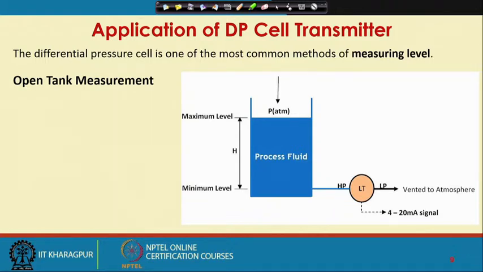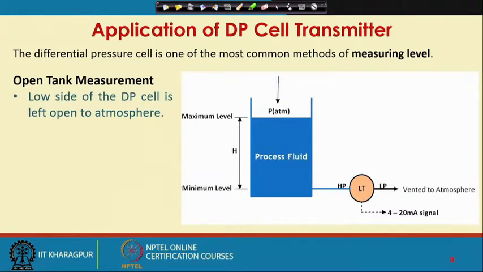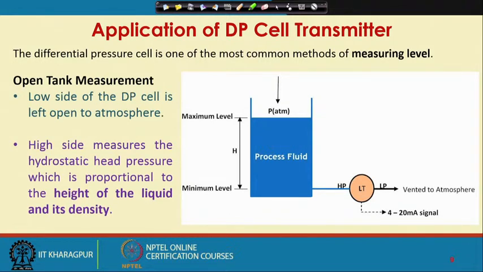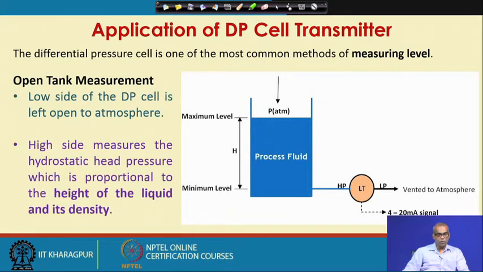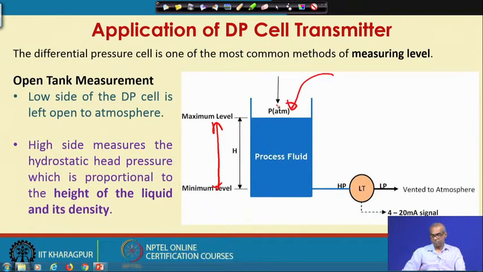What you see on the screen is measurement of liquid level in an open tank. The low side of the DP cell is left open to atmosphere. The high side measures the hydrostatic head pressure, which is proportional to the height of the liquid and its density. So, I am interested in measuring this liquid level, and the tank is open to atmosphere. So, atmospheric pressure is acting here.